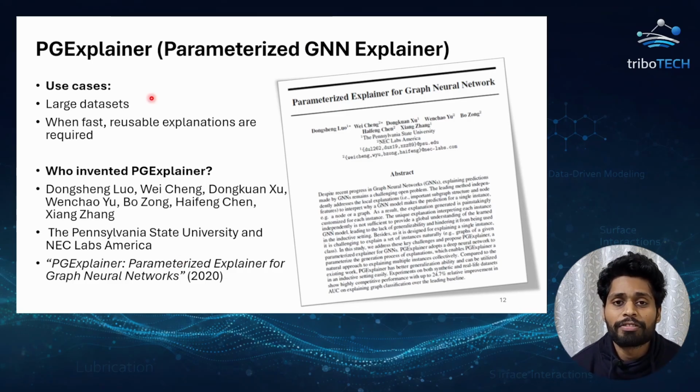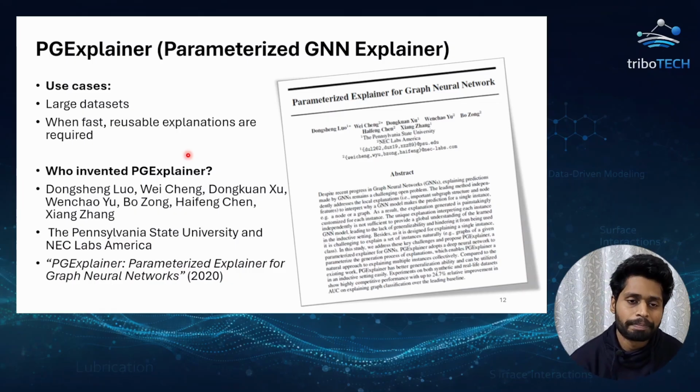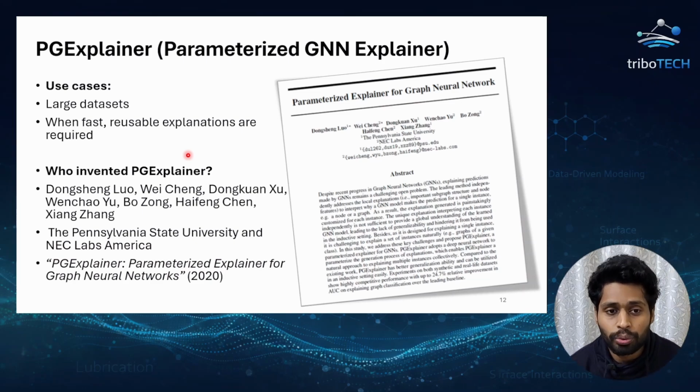The use cases of PGExplainer are, of course, large data sets, as I already told you that they are designed to work at scale or when fast and reusable explanations are desired. Who invented PGExplainer? This tool was invented by researchers from Pennsylvania State University and NEC Labs America, and they published it as a research paper titled PGExplainer: Parameterized Explainer for Graph Neural Networks in 2020.